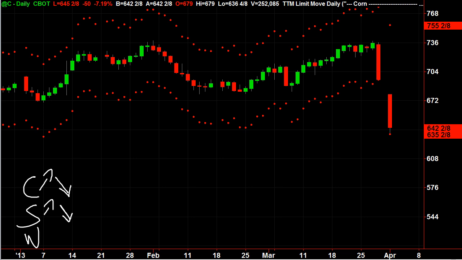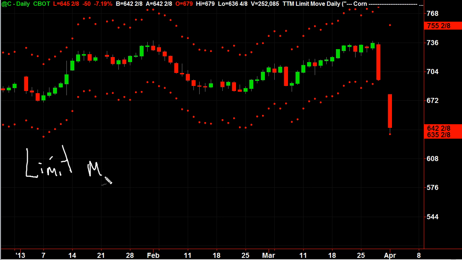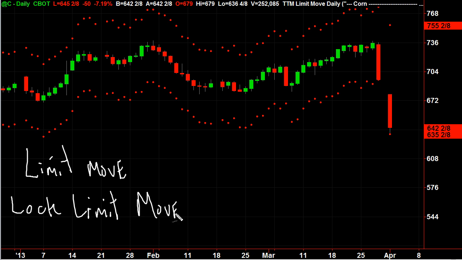But the real thing that you need to be aware of when you're trading the agriculture product contracts is this little thing called a limit move, okay? Now, you may hear somebody talk about it and they may incorrectly say it's a lock limit move. And it's really not a lock limit. It's just a limit move. And all that means is that the exchange will not allow it to go lower than this red dot or higher than this red dot. And that's a mathematical formula that they come up with. Think about it as circuit breakers.